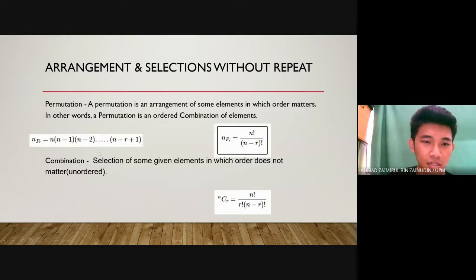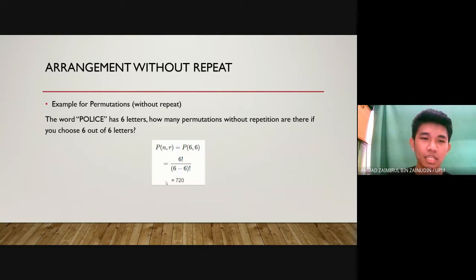So this is the derived equation. The second is the combination. Combination is the selection of some given elements in which order does not matter, which means we have to select what kind of elements we need without any order. This is an example of arrangement without repeats. We just use the formula and determine the number of elements and the number of elements that we need to arrange.